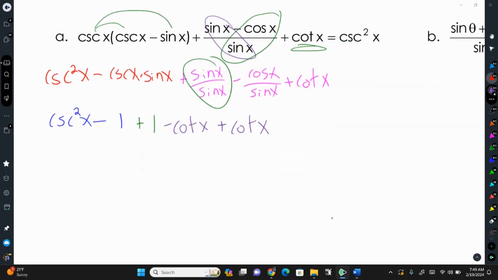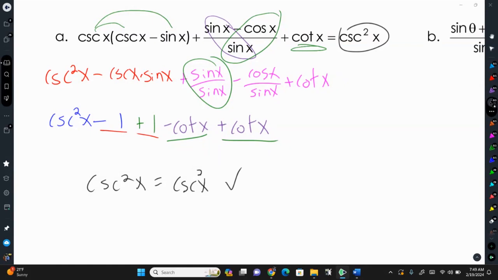Well, now you can see we have -1 plus 1, those cancel. And negative cotangent plus cotangent, those cancel as well. So now we are left with cosecant squared x, which is what we wanted up here. So we verified that identity. And again, it looked way more complicated than what we were doing, but once we changed some things into sines and cosines and distributed, breaking up the fractions, it yielded a little bit of a simpler expression.